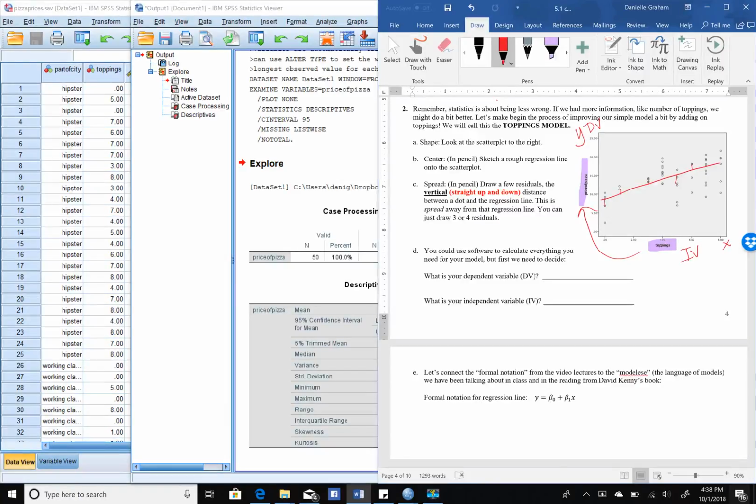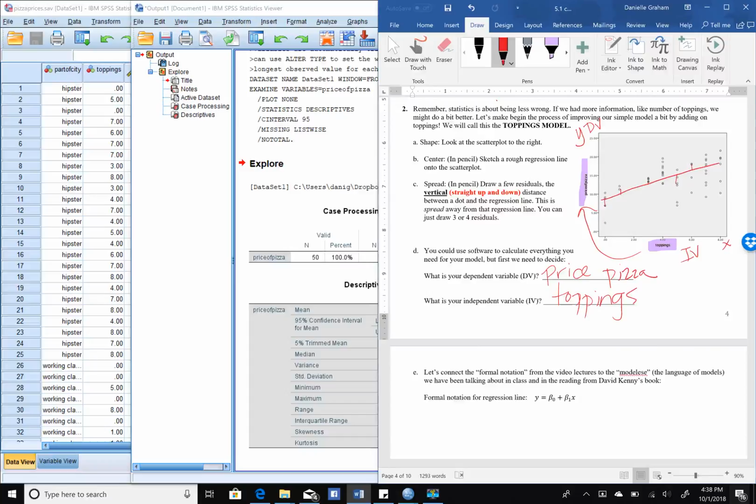Okay. And we said that our dependent variable is the one on our y-axis, so this means that our DV is price of pizza. And our independent variable is toppings. Excuse my sloppy writing.